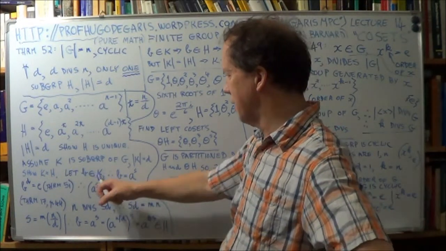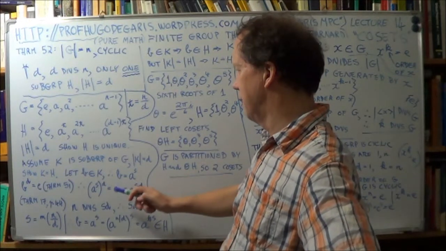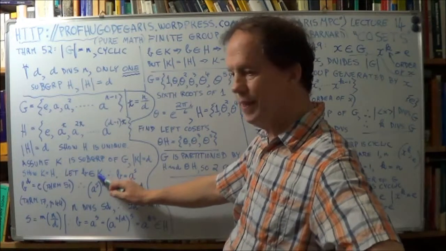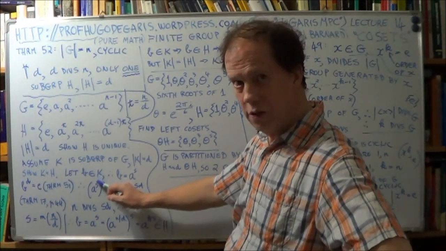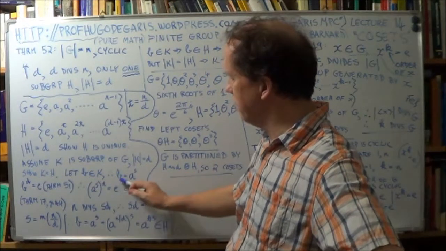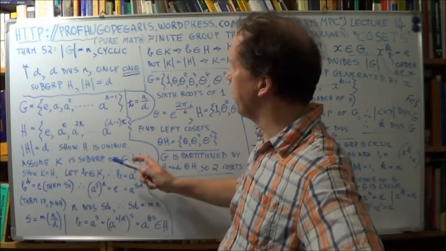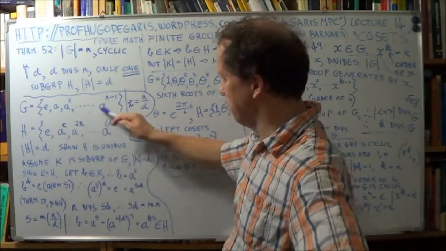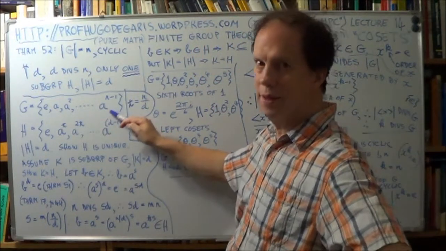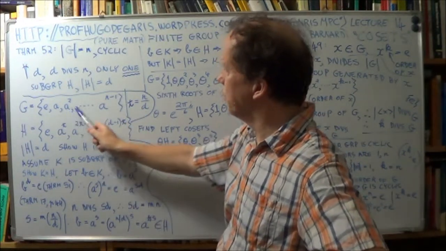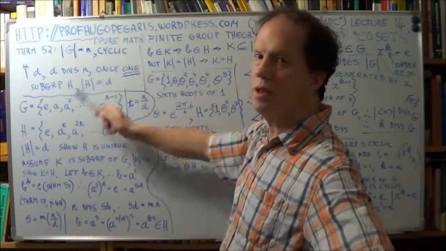Now, if that's the case, K is a subgroup of G, right? By definition. So therefore, B must be of the form A to some power, right? So K is a subgroup of this, hence a subset of that. So any element of K must be of this form, A to some integer, right?